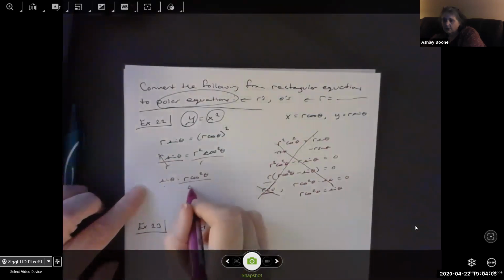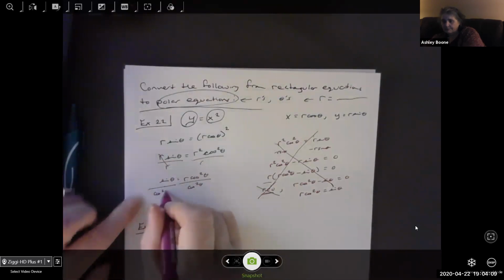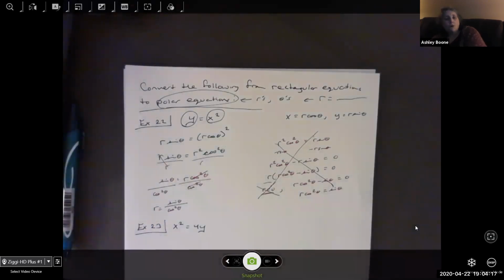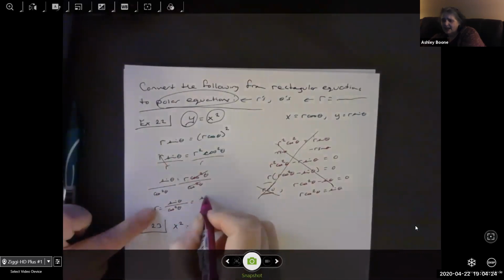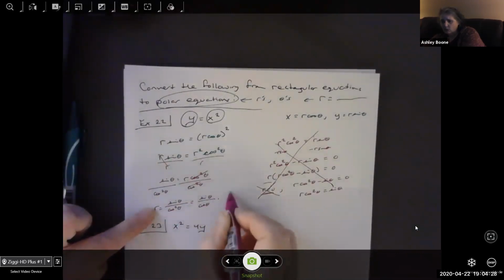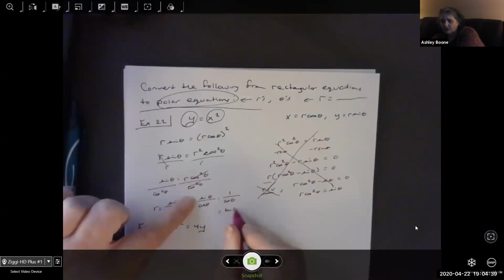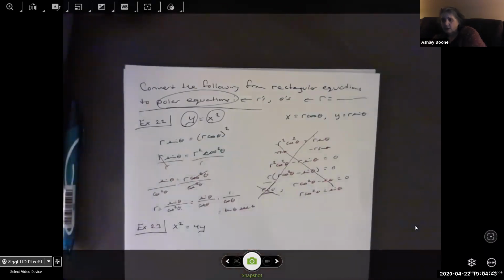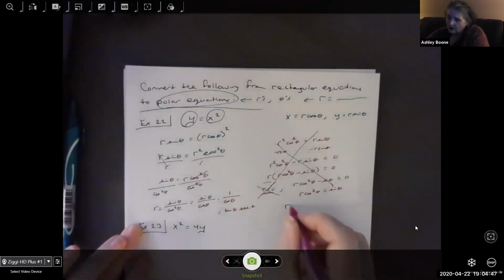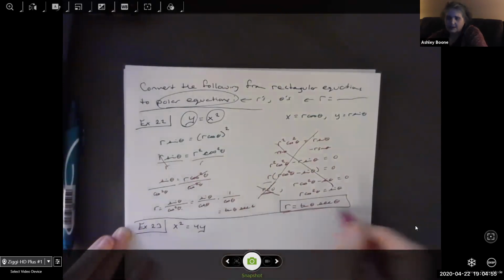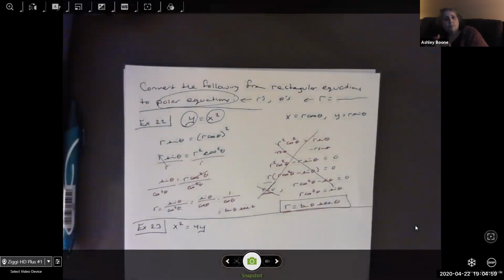We want to solve for r, so I'm going to divide both sides by cosine squared theta. So I have r equals sine theta over cosine squared theta. Now, it's always good to simplify this if you can. And we could think of this as sine theta over cosine of theta times 1 over cosine theta. Because cosine times cosine is cosine squared. Sine times 1 is sine theta. And that's equal to tangent of theta times secant of theta. So our equation is r equals tangent of theta, secant of theta. In either order, we could have written secant times tangent.